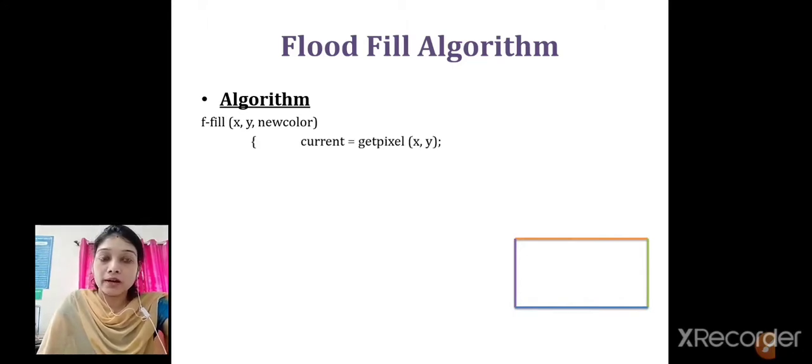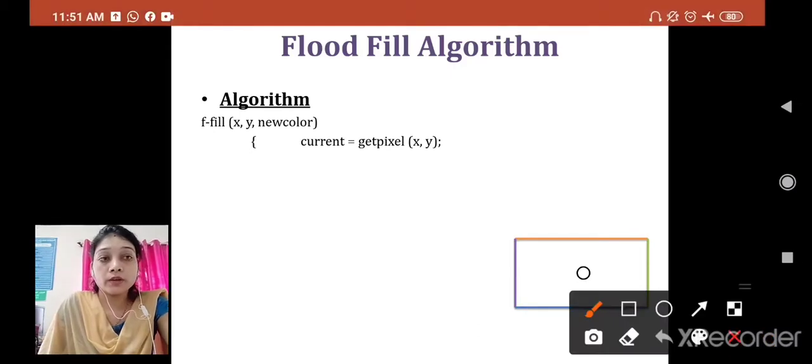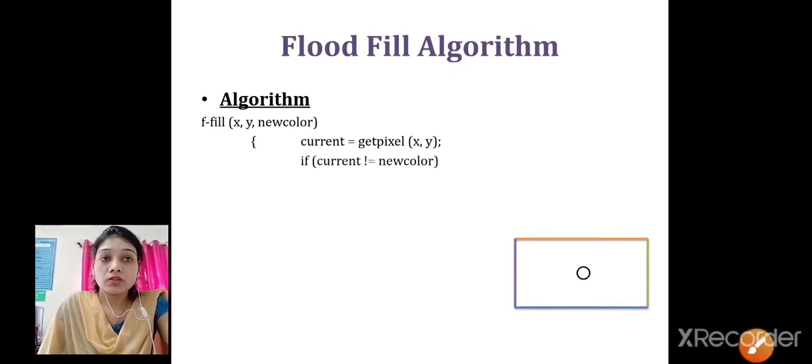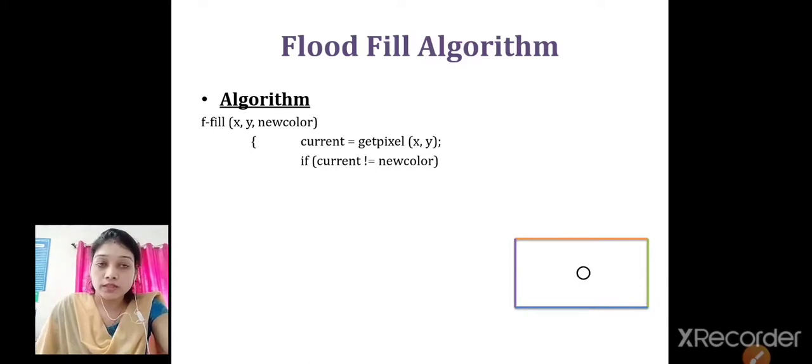Starting with the current pixel, I want my seed pixel, so I am mentioning that as current equal to getpixel with whatever x and y coordinates I have passed. So with that x and y coordinate I am getting my current pixel, and I am showing this pixel over here. So this is the current pixel. What I am going to check over here is whether that current pixel is having the new color. Yes or no, we have to get an answer.